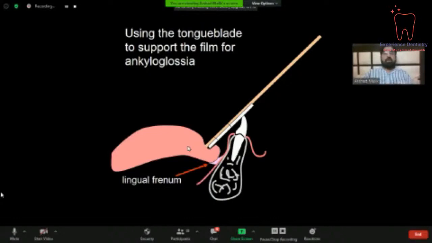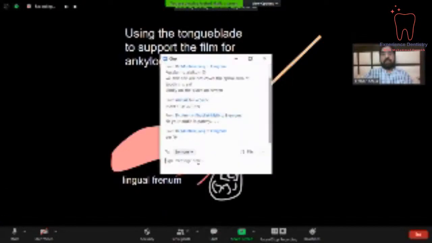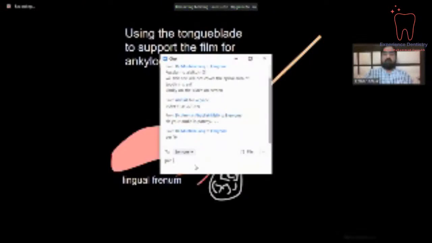So using the tongue blade to score the film, to cover ankyloglossia or tongue-tie, you bind the film with the tongue blade like this, and you place it on the tongue. Rather than placing it on the tooth side, you place it on the tongue.